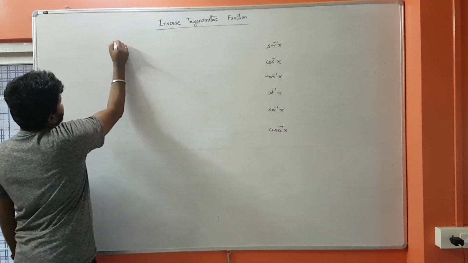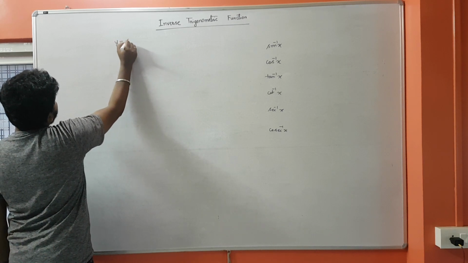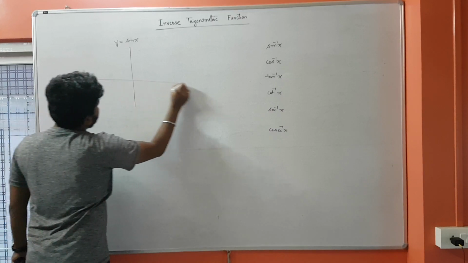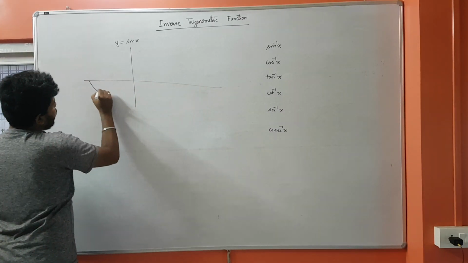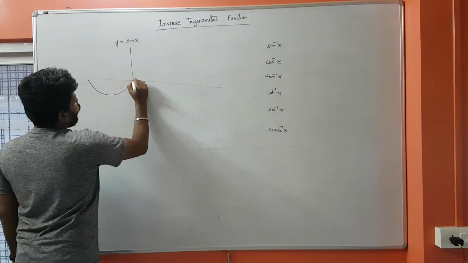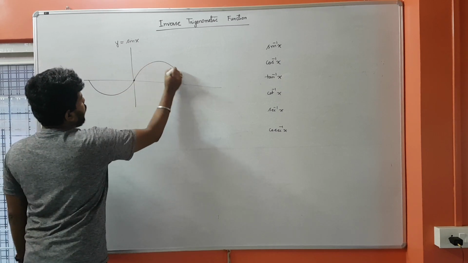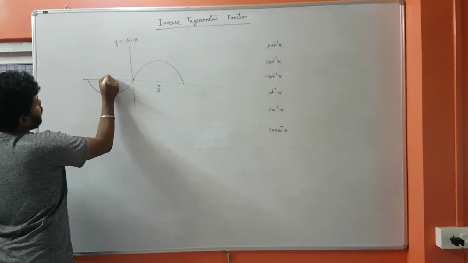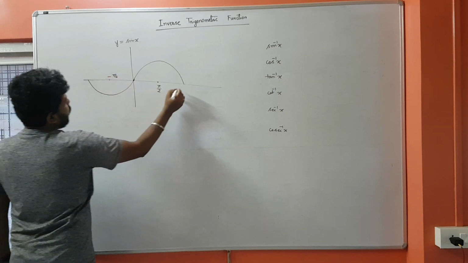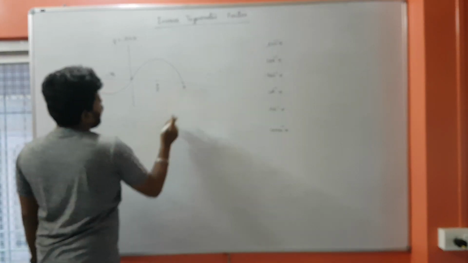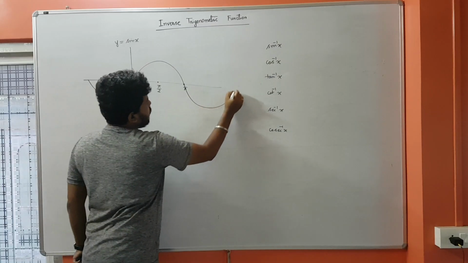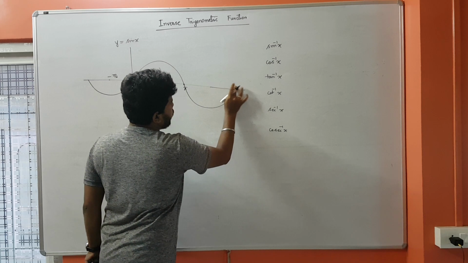For sin x, let y equal to sin x be a function. If I draw its graph, then its graph is, at 0 it is 0, at pi by 2 it is 1, at minus pi by 2 it is minus 1, at pi it is again 0. This graph is a periodic graph. The graph of sin x is periodic, that is why it is a periodic function.